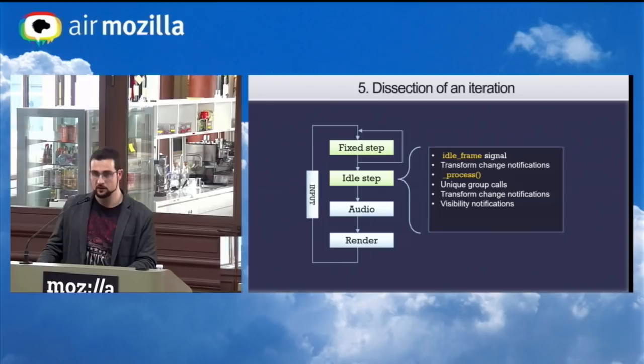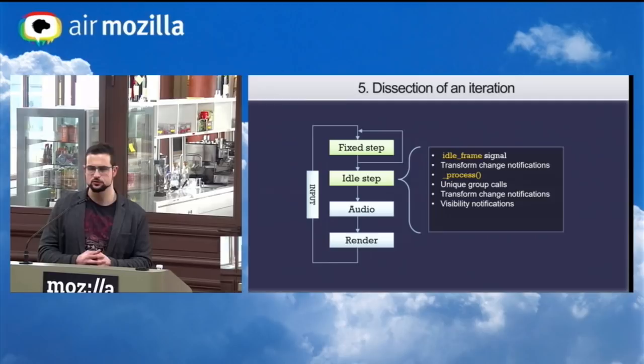Visibility notifications. If you have requested to be notified about the visibility status of a node by using visibility notifiers for 2D or 3D, you get them at this precise time. The delayed queue is flushed again this time, and the message queue as well. So here is another chance of getting a deferred step.